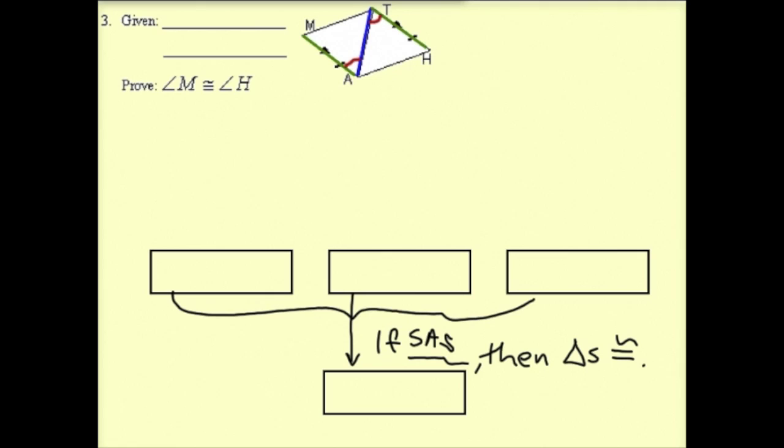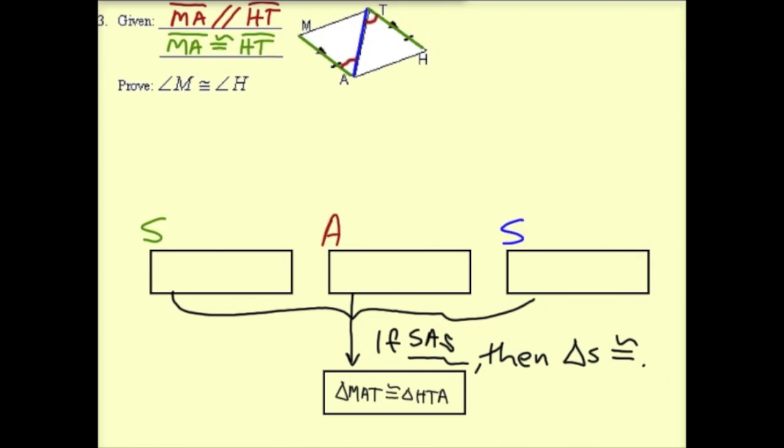So let's piece this together. First, we know MA is parallel to HT, and we also know that MA is congruent to HT. All right, so let's talk about those green sides. We know MA and HT are congruent, and that's given information. Next, we want to talk about the two red angles that we had. We had angle MAT and angle HTA.